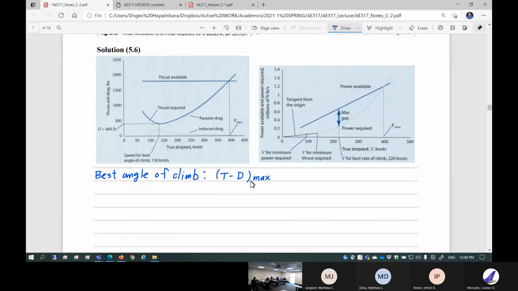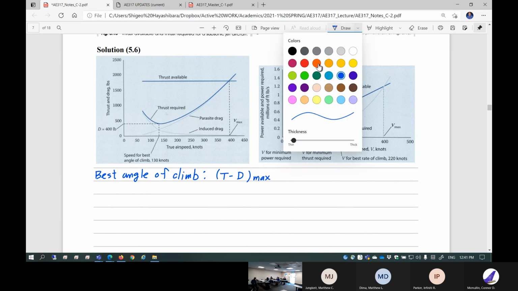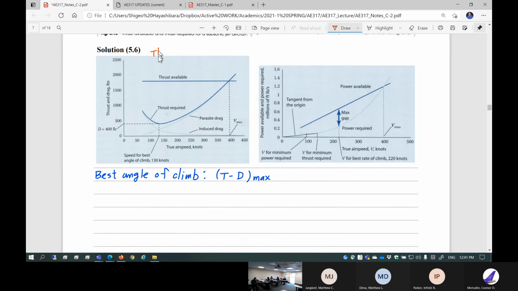So how can we get this? Where is the location of either one of those plots? The location of T minus D max. Where is it? Let's take a look at the thrust plot because we're talking about thrust. So this is a thrust plot. Where is T minus D max? Well, this is T minus D.